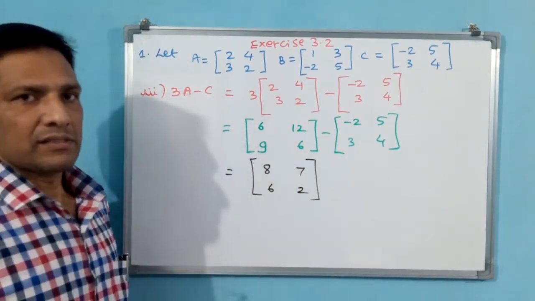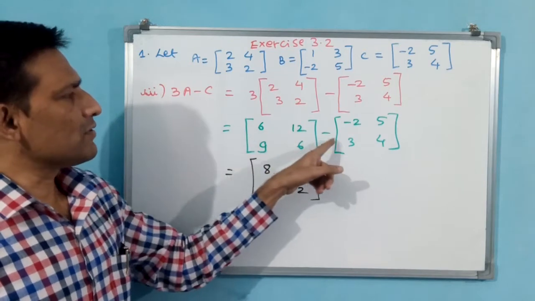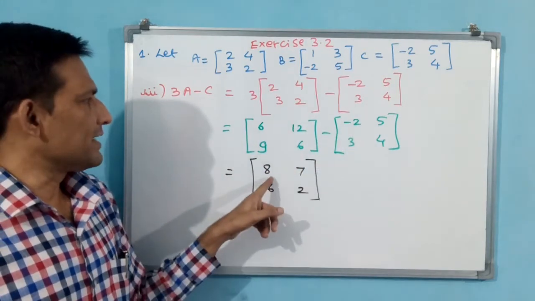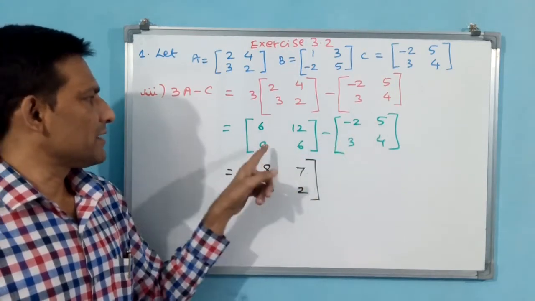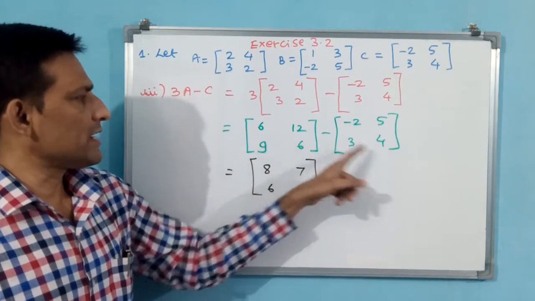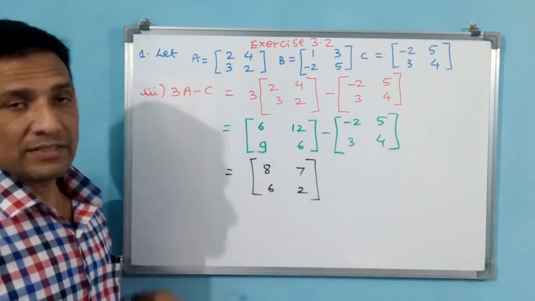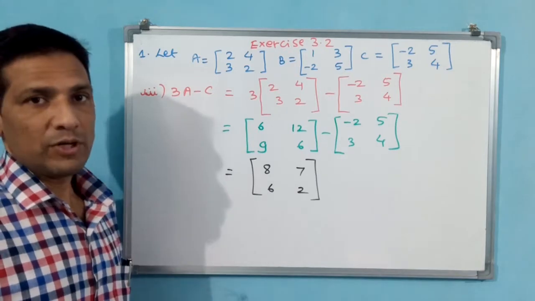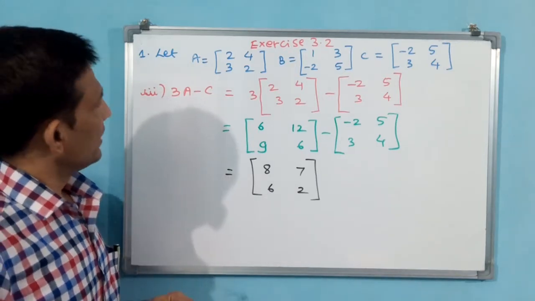Okay? I have written directly. 6 minus of minus 2, 6 plus 2, 8. 12 minus 5, 7. 9 minus 3, 6. 6 minus 4, 2. Okay? This is 3a minus c. You have seen. Okay?